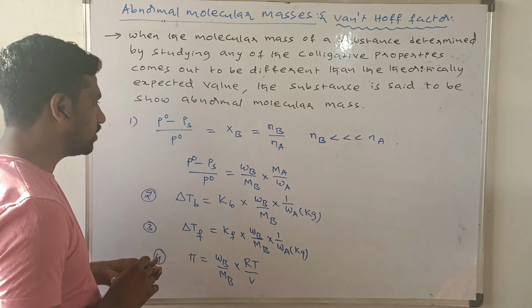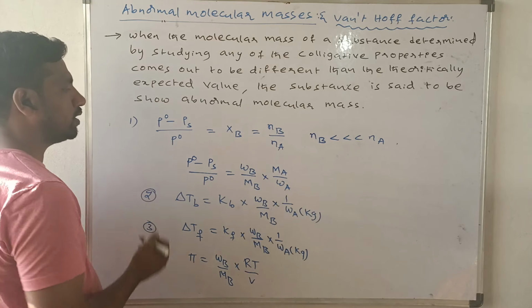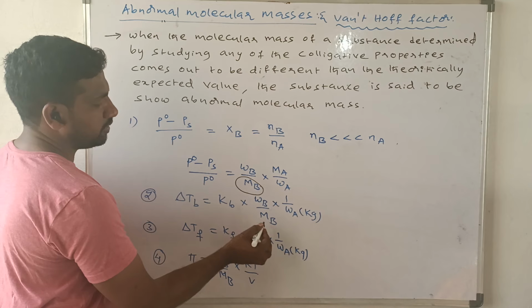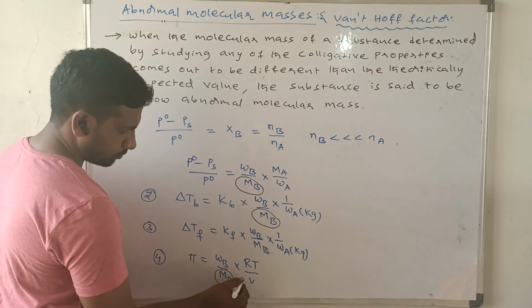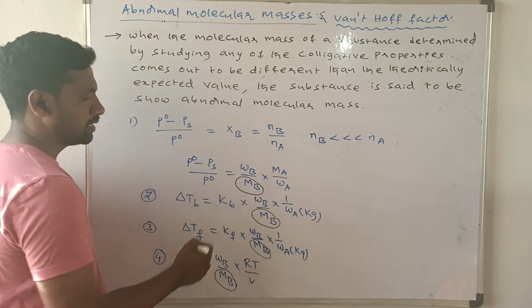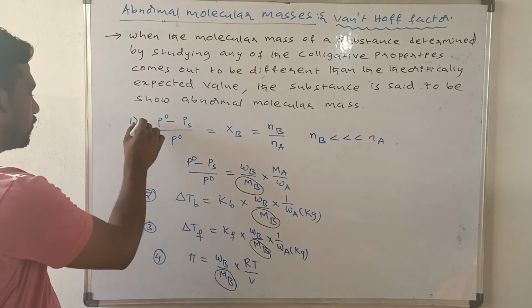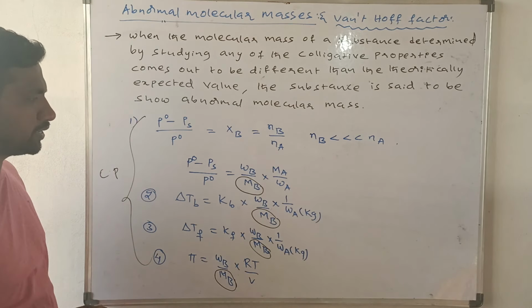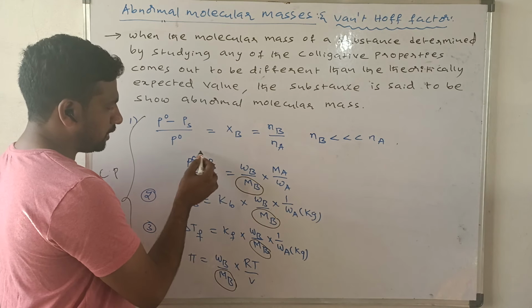So why am I writing all these colligative properties? You know that by using colligative properties, we can determine the molecular mass of the solute. In every case, the molecular mass of the solute can be determined by using these four colligative properties. Now see that, here, this is actually a colligative property.